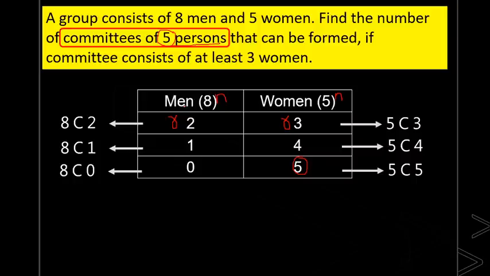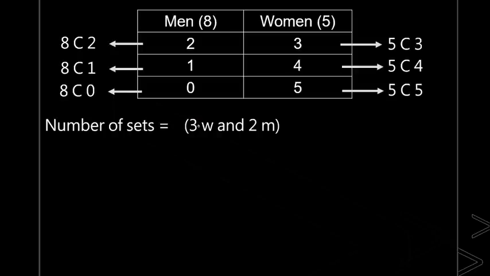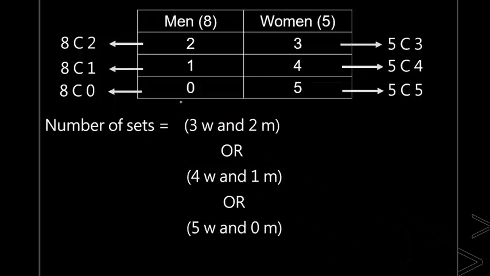So what is understood from here? When I should form a committee of 5 members, what are the possible outcomes? Look at the table alone. The possible outcomes: what is the first case? 3 women and 2 men. Can you all understand this? Either you can choose 3 women and 2 men, or 4 women and 1 man, or 5 women and 0 men. Either you can use the first type or second type or the third type.